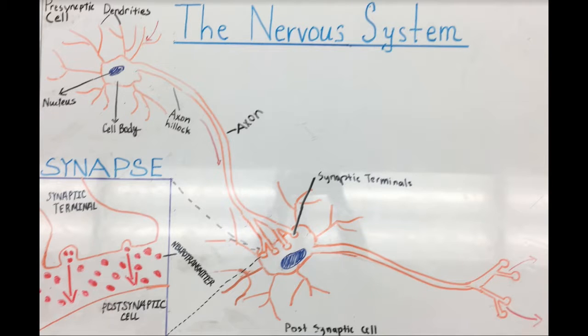In this picture, we are provided with an overview of the nervous system. Shown on the left of the figure is the picture of the presynaptic cell. Similarly, on the right side, we can see the postsynaptic cell. Shown in the diagram are parts of the neurons including dendrites, a nucleus, a cell body, an axon hillock, an axon, and a synaptic terminal.